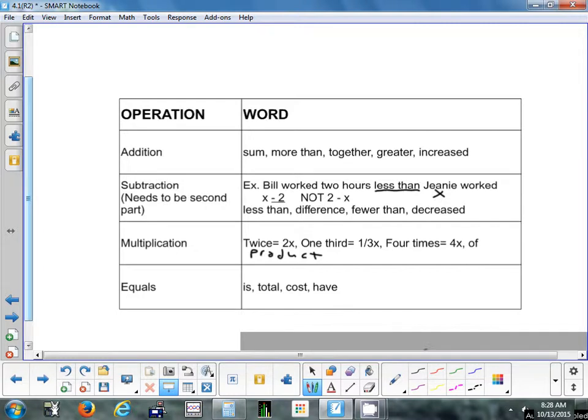I always get sum and product mixed up. I don't know why. Sum and product? Yeah, so there's a lot of different words. It's easy to mix them up. I get them all mixed up. Now you can use that chart. Hopefully that'll help. All right. Does everybody have these important words?